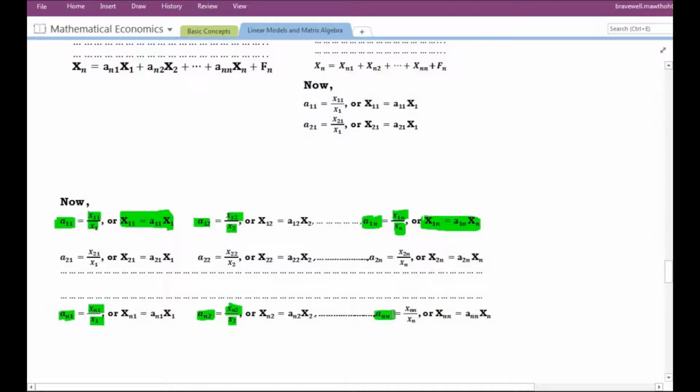Similarly, ANN, which is the fixed amount of input of the nth industry to be used in the production of the nth commodity, is obtained by dividing the units of goods of the nth industry used as input in the nth industry by the output level of the nth industry, or XNN is equal to ANN times XN.